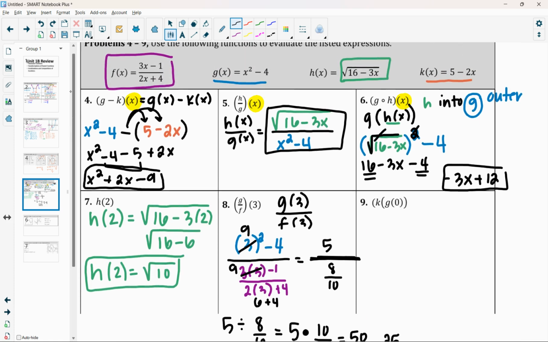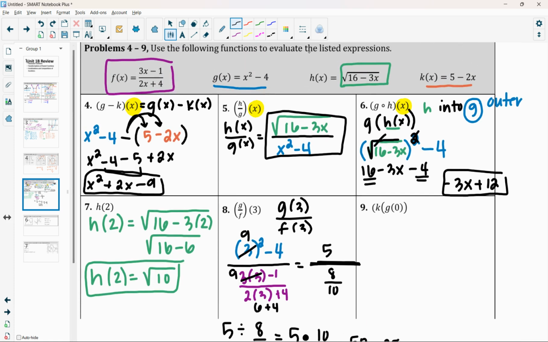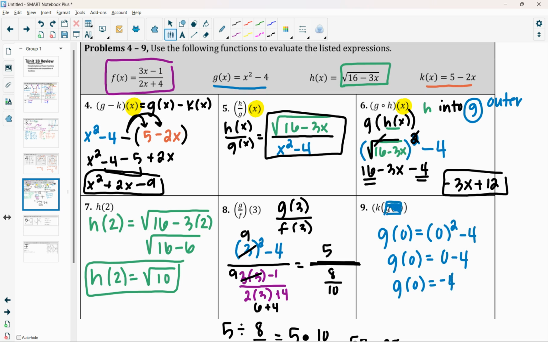Then number 9 has us doing k of g of 0. So we're going to look at g of 0 first. So this inside part here is g of 0. So I'm going to do what g of 0 is. And g is the x squared function minus 4. So 0 squared minus 4. So g of 0 is 0 minus 4, or negative 4. So I know that g of 0, this whole part right here, is equal to negative 4.